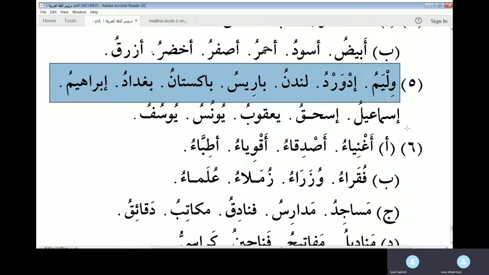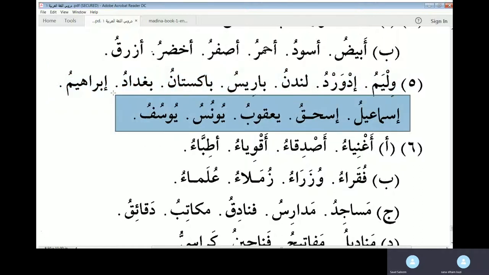William, Eduardo, London, Paris, Pakistan, Baghdad, Ibrahim. These are non-Arabic proper nouns. Ismail, Ishaq, Yaqub, Yunus, Yusuf. This is like if'alu, non-Arabic proper noun. Same thing, Ismail, non-Arabic proper noun.